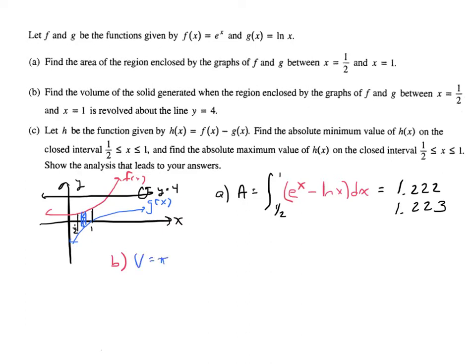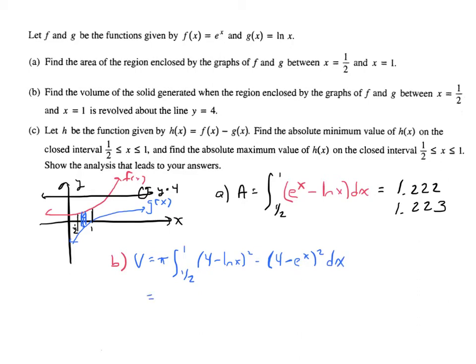So the coefficient is pi, and we're going from 1/2 to 1. Now we need outer radius squared minus inner radius squared. The outer radius is going from 4, right, 4 to the blue, to g of x. So 4 minus g of x squared minus the inner radius is from the axis to the top of the rectangle here. So 4 minus f of x. 4 minus f of x squared.